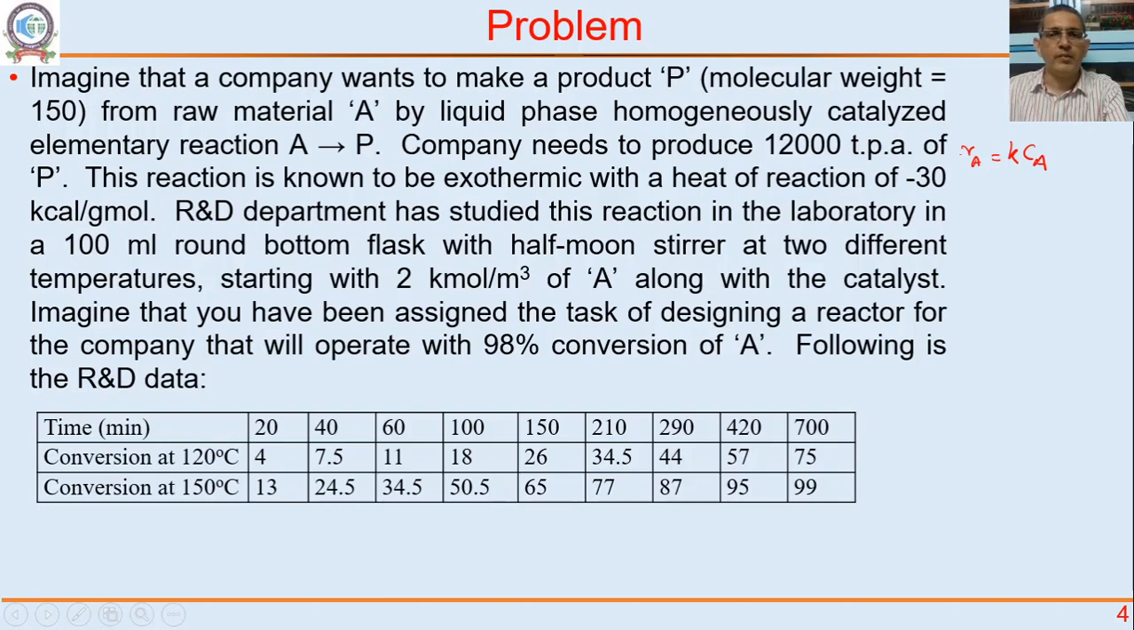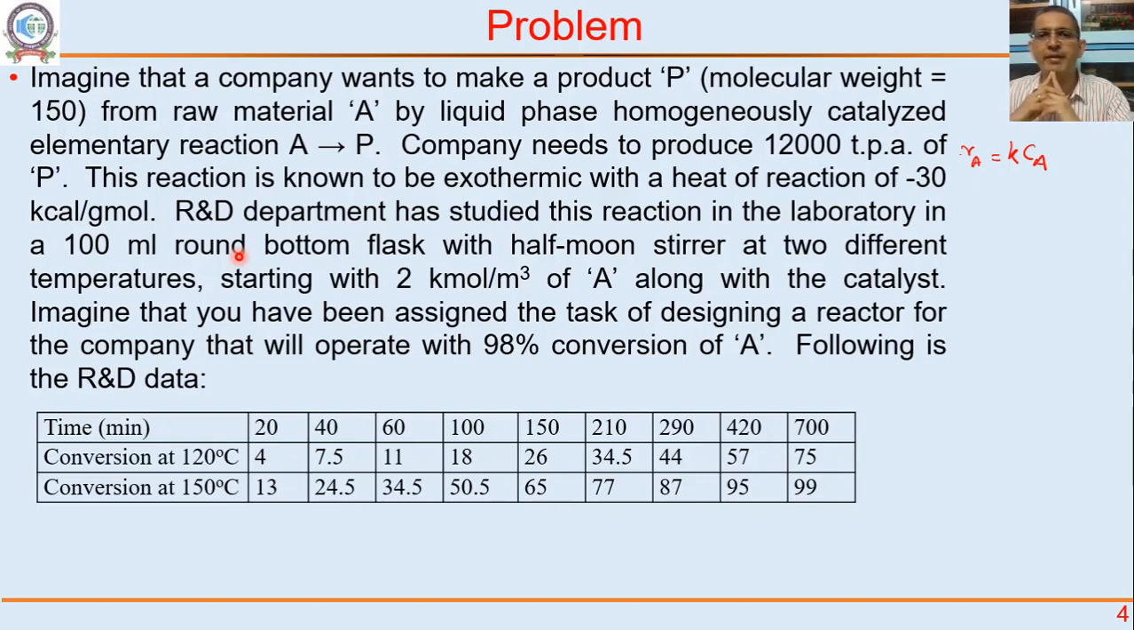So the company wants to make 12,000 tons per annum of this product P. The reaction is known to be exothermic with a heat of reaction of minus 30 kilocalories per gram mole. Perhaps R&D has studied this reaction. The R&D department has studied this reaction in a laboratory 100 ml reactor, starting with a concentration of 2 kilomoles per meter cube of A along with the catalyst, solvent, whatever is there.